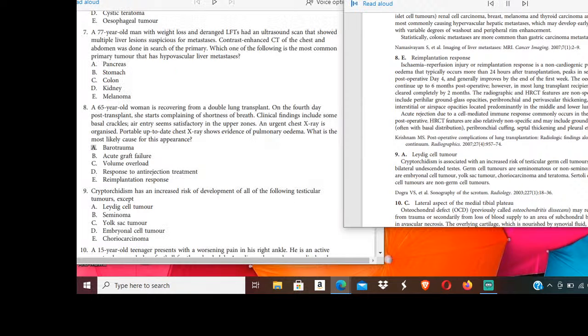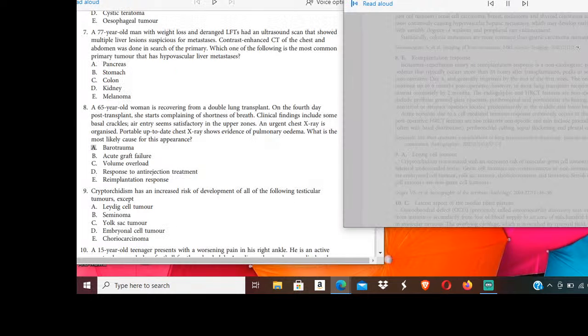E. Reimplantation response. Ischemia-reperfusion injury, or reimplantation response, is a non-cardiogenic pulmonary edema that typically occurs more than 24 hours after transplantation, peaks in severity on postoperative day 4, and generally improves by the end of the first week. The edema may continue up to 6 months postoperative. However, in most lung transplant recipients, it has cleared completely by 2 months.